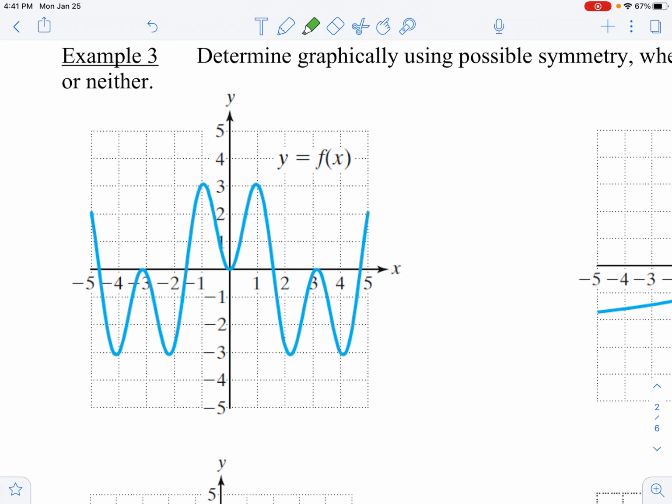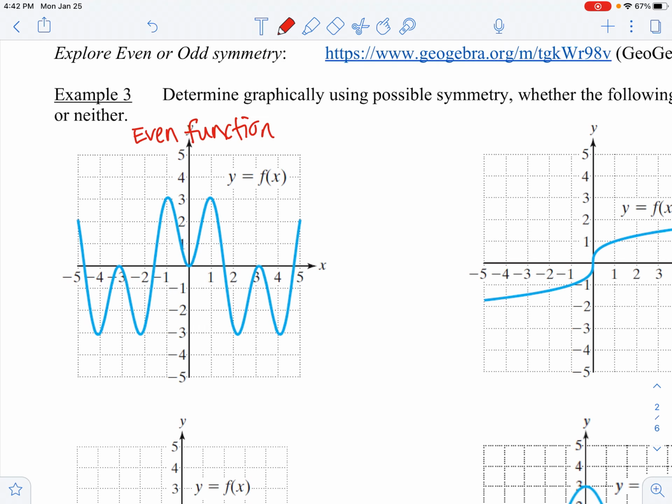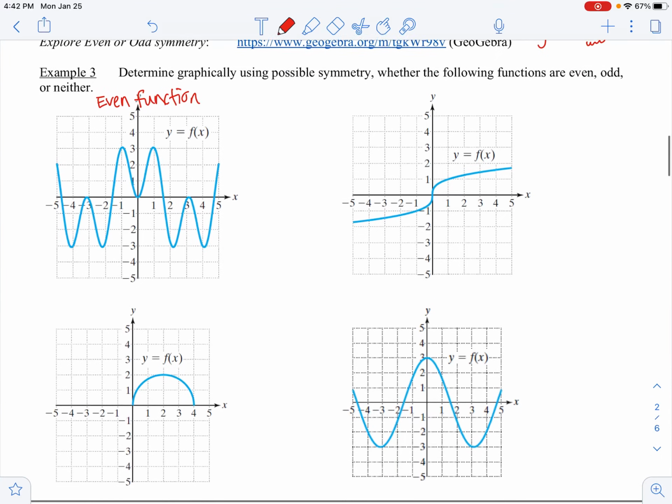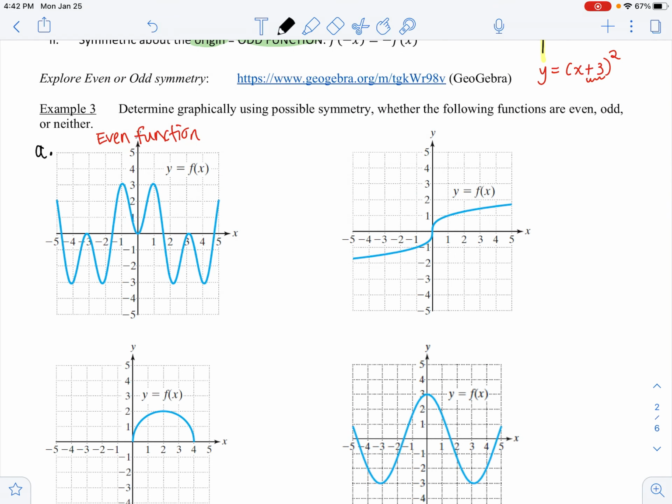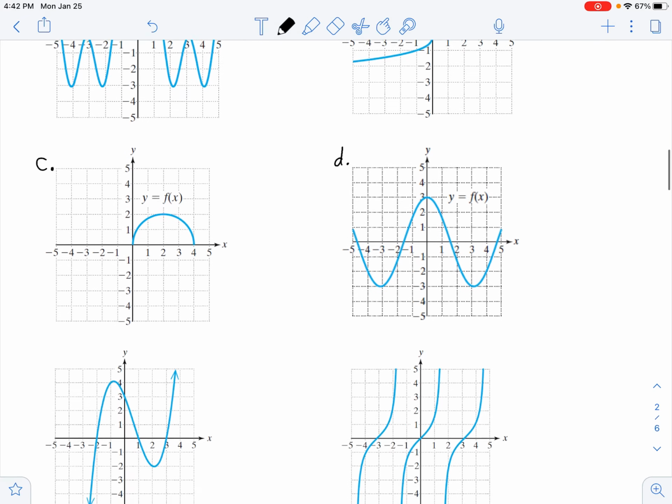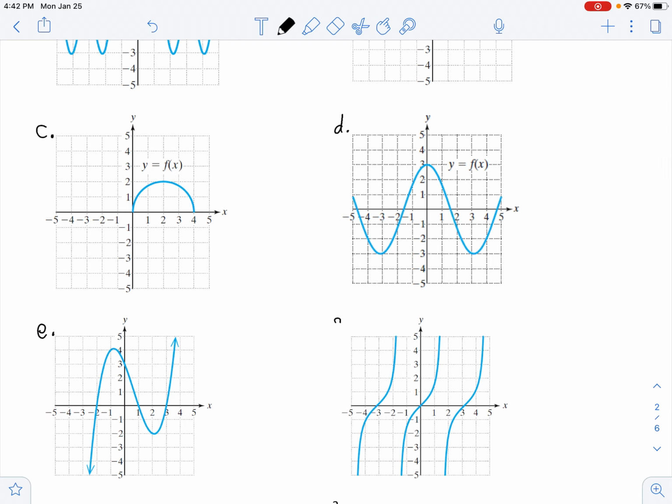We can see this graph is definitely symmetric about the y-axis because this piece of the graph and that piece of the graph are symmetric by this y-axis, right? So this first one is an even function, okay? Because the graph is symmetric about the y-axis. Let's see if there's any other even functions here. What do you think? Now, I should have probably labeled these. I'll call it A. I'll just label these right now: B, C, D, E, and F.